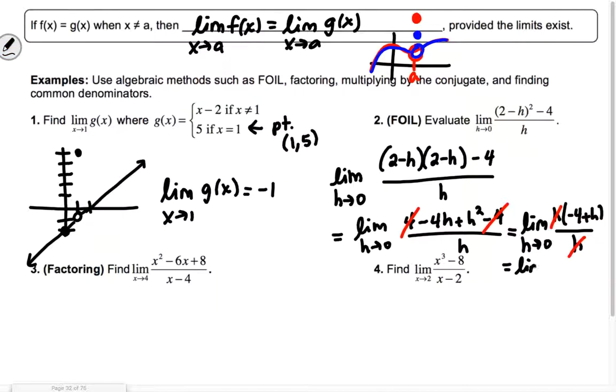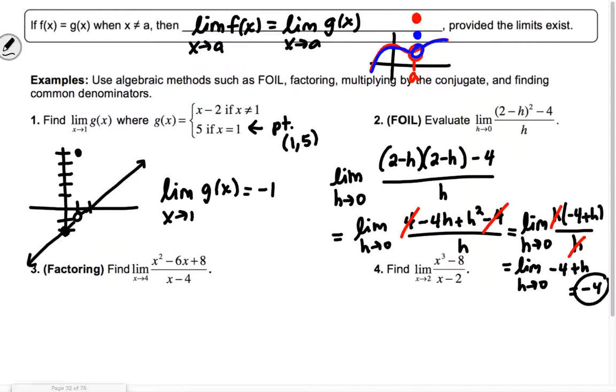So now I have the limit as h goes to 0 of negative 4 plus h. Can I plug in h and it's okay? Yep, so my answer is negative 4. You could do your table method and get closer to negative 4 from the right and left. You could graph it and see what it gets closer and closer to. It will get closer to negative 4.